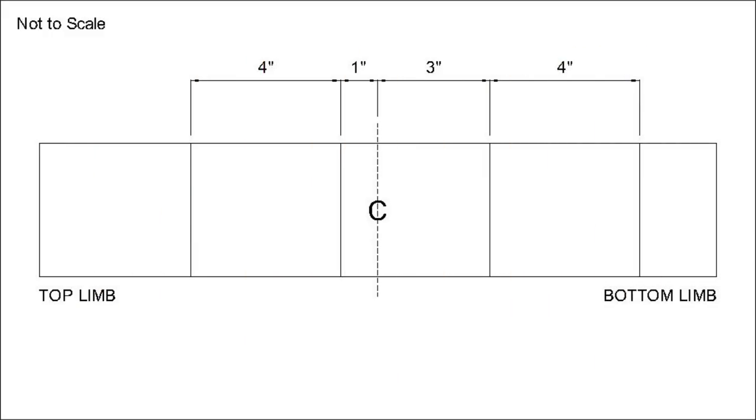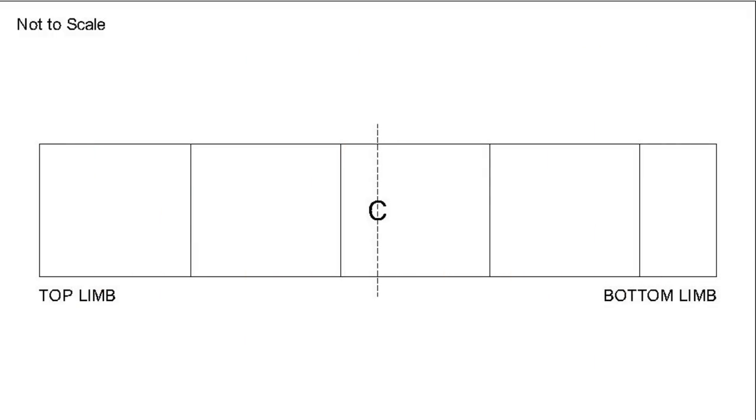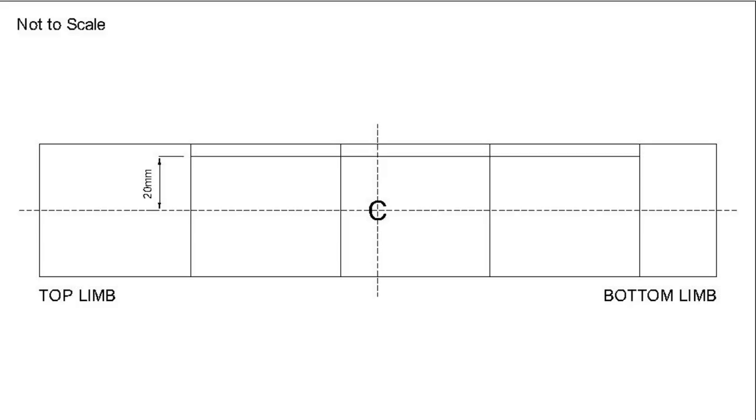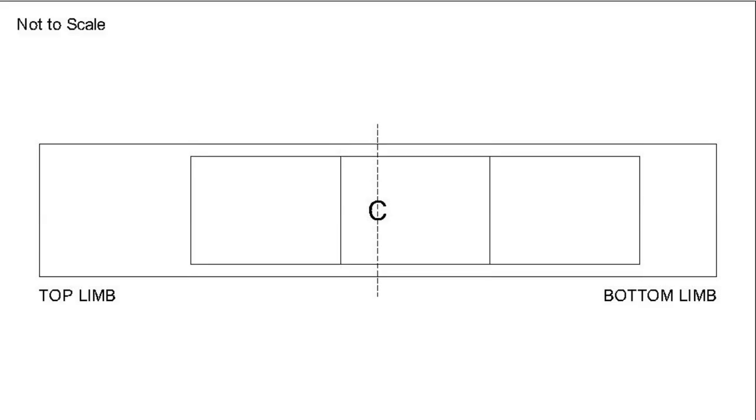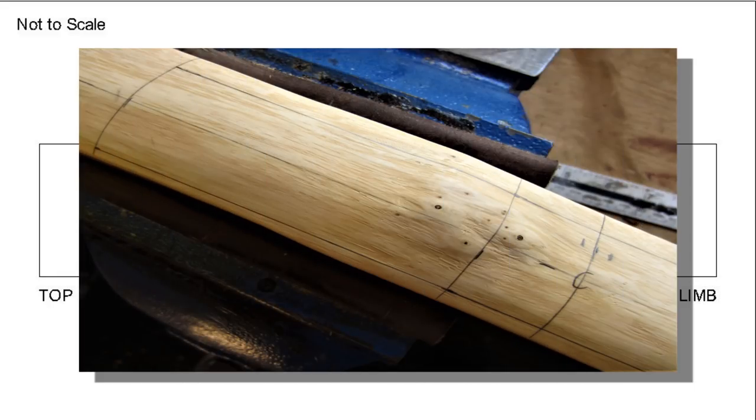Next, to mark out the width of the bow at the grip, I drew a line at 20 mil either side of the centre. If I clean this diagram up a bit by removing all the unnecessary lines, then you will see I was left with a nice neat box defining the grip. Here it is on the stave. Here we have the upper limb, and here the lower.